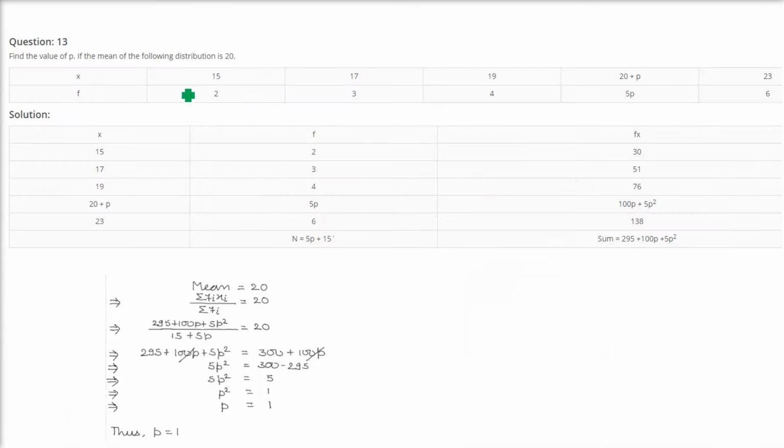Here we have x and f, and the value of p has to be found, and the mean of this distribution is 20. So we have x here, f here, we have 20p and 5p, so we are going to get something quadratic. Now we'll multiply each and every corresponding element, you'll get this, and now you'll get this addition as 5 plus 15. You add all these, you get 295 plus 100p plus 5p square.